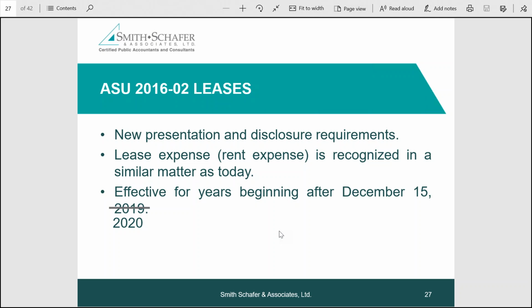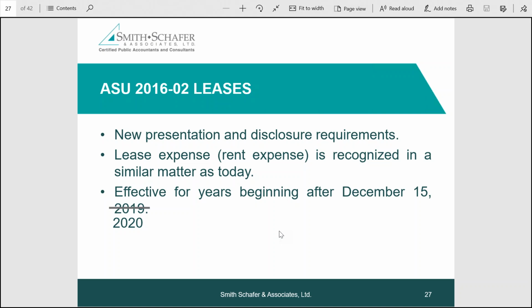So what this standard does is it creates new presentation and disclosure requirements for all your leases. Lease expense or your rent expense is recognized in a very similar manner as today, so not a big change on the expense side. And this is effective for years beginning after December 15, 2019.